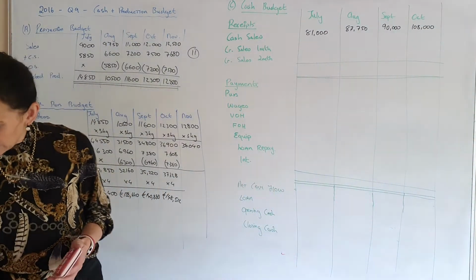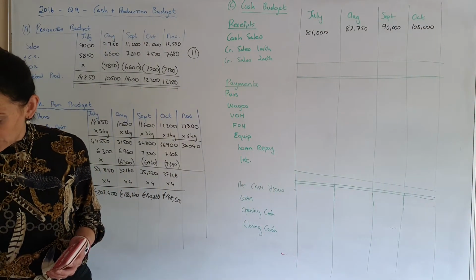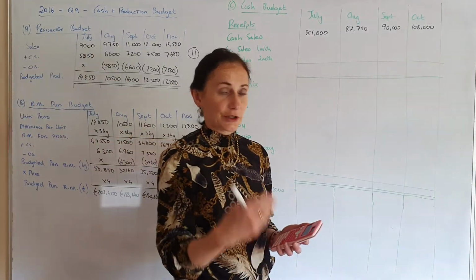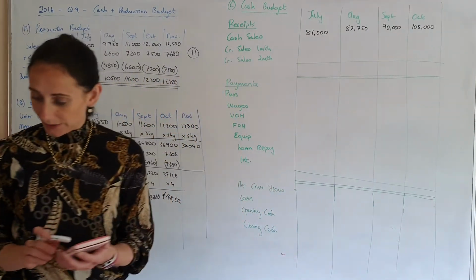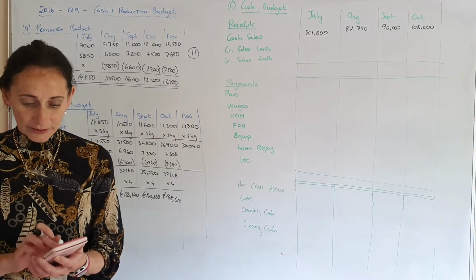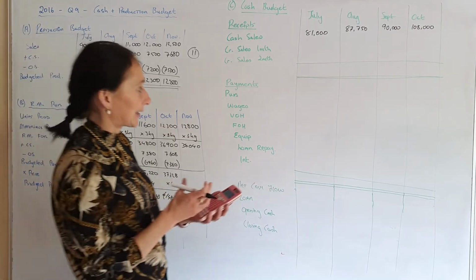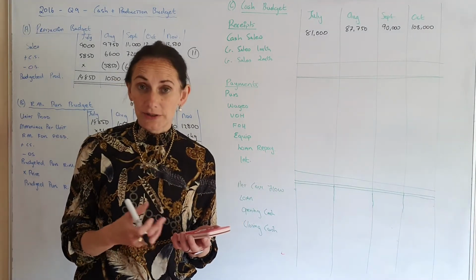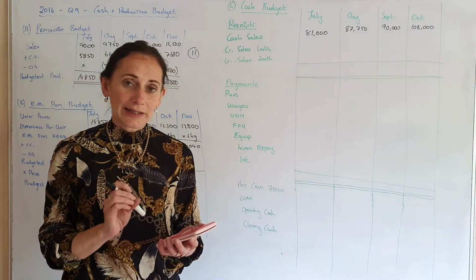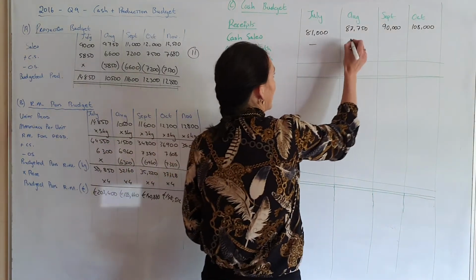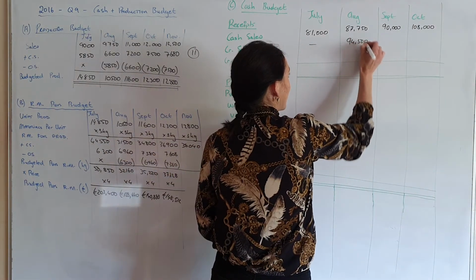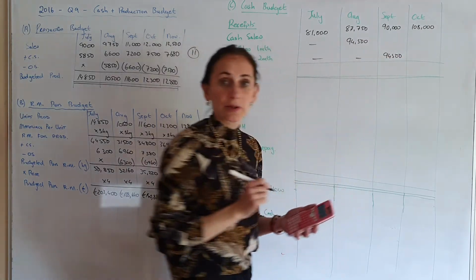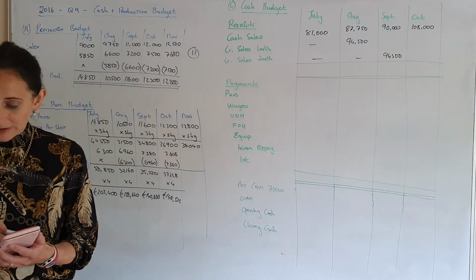Then it says that 70% of the sales revenue will be from credit purchases. They will pay 50% in the next month and 50% 2 months later. So let's do 270,000. You expect to sell 270,000 in July. You got your 81,000 straight away. So you have 189,000 that you sold on credit, and you're going to collect that in 2 installments. In August, you're going to collect half of it, and in September, you're going to collect the remainder.